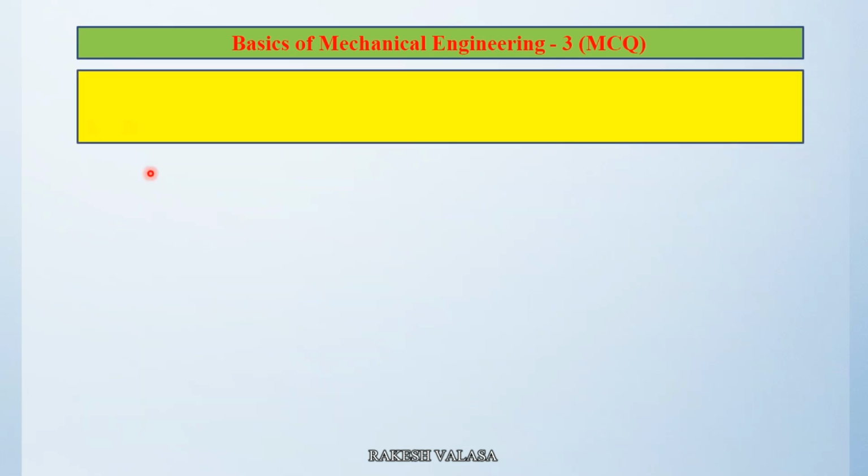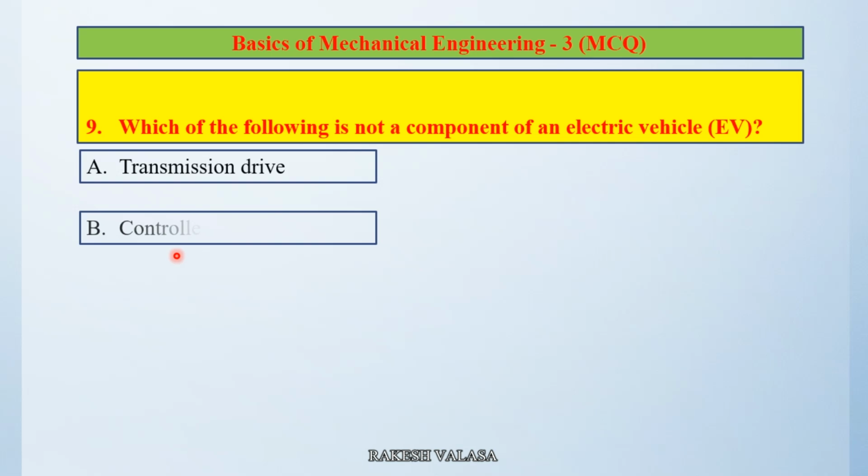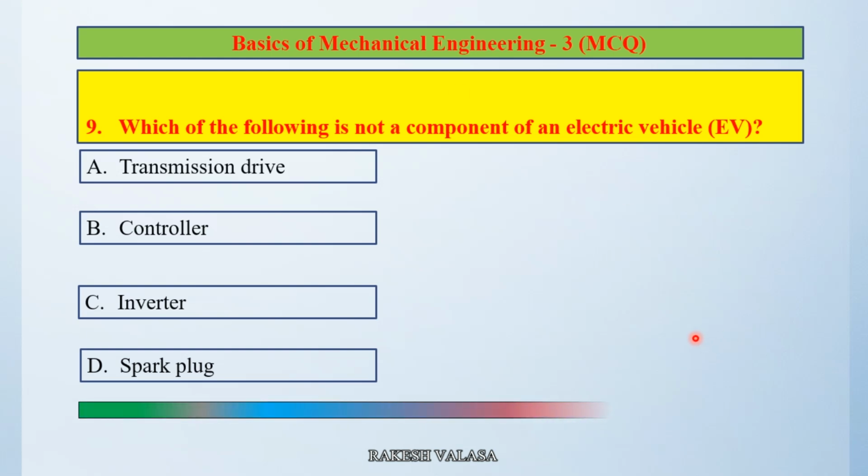Question number 9. Which of the following is not a component of an electric vehicle? Option A, transmission drive, option B, controller, option C, inverter, option D, spark plug. The correct answer is option D, spark plug. Let us see the explanation.